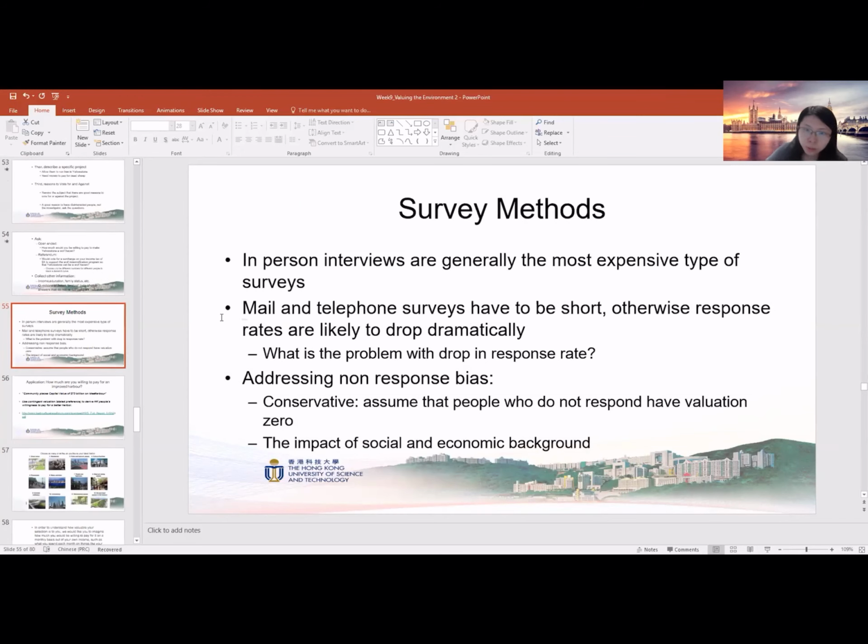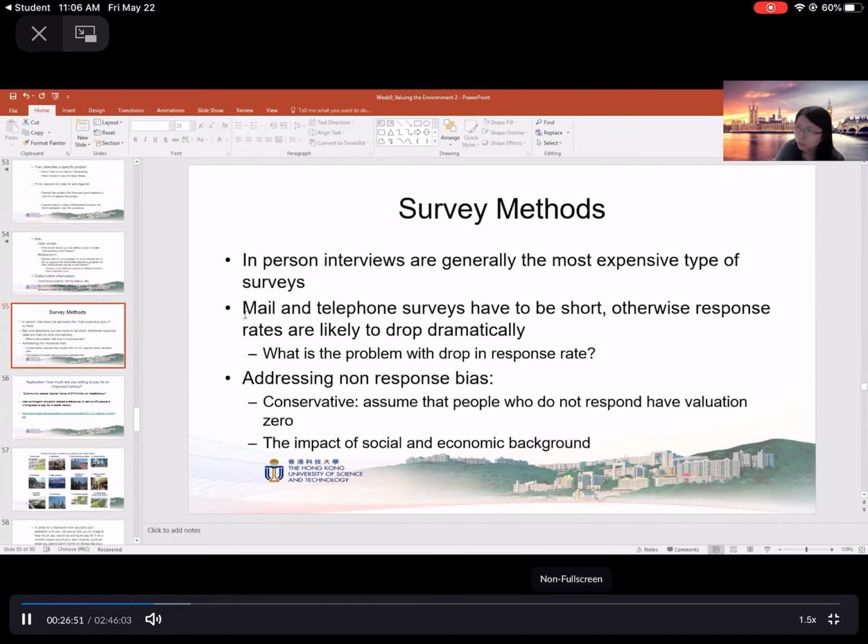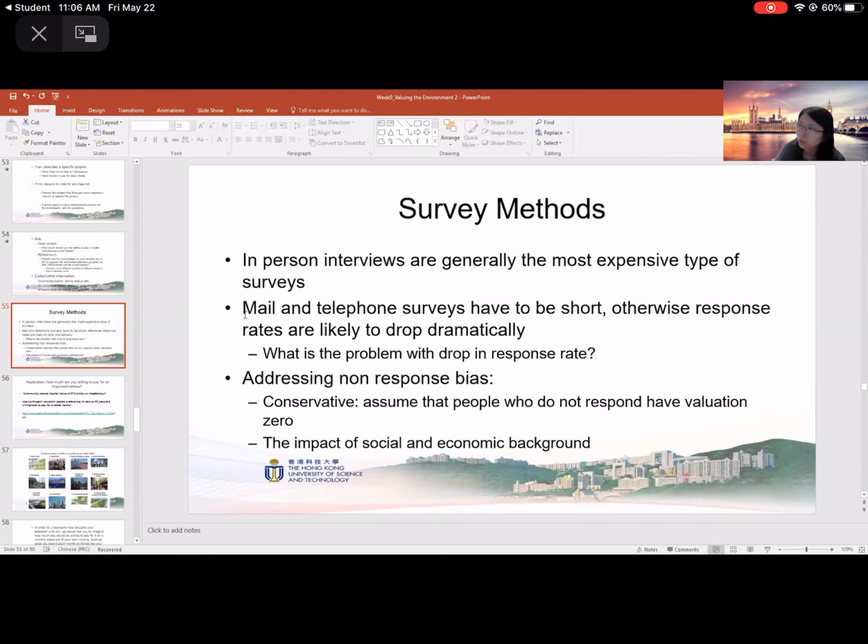So about specific ways of doing contingent valuation surveys, survey methods matter a lot. If you have ever done any surveys before, you will realize that people don't like these surveys. A lot of the time you're trying to approach a lot of people, and they will just say no. In-person interviews are generally the most expensive type of survey, but they are potentially more accurate because you can observe these people's behavior. You can have more information through conversation.